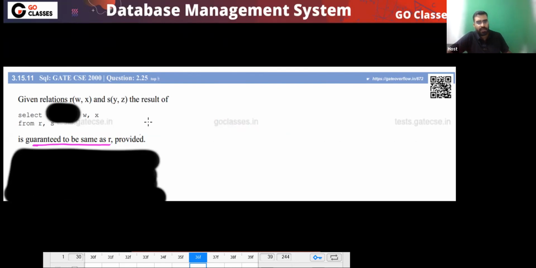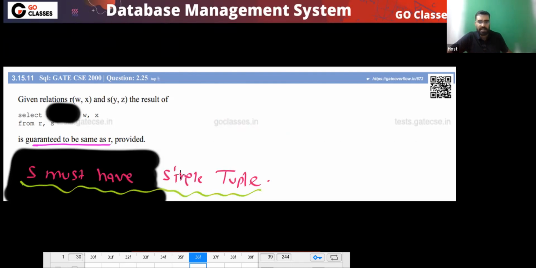If I don't use the distinct word, S should have a single tuple, right? S must have a single tuple, one tuple. If S has more than one tuple, then they will not be the same. If S is empty, then also they will not be the same.